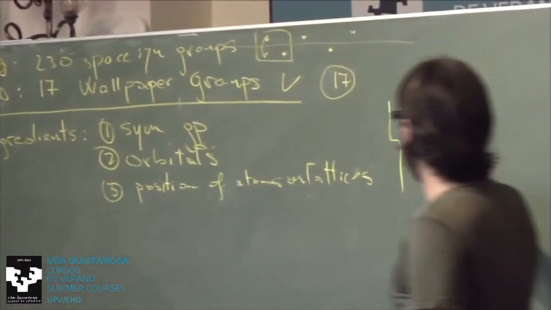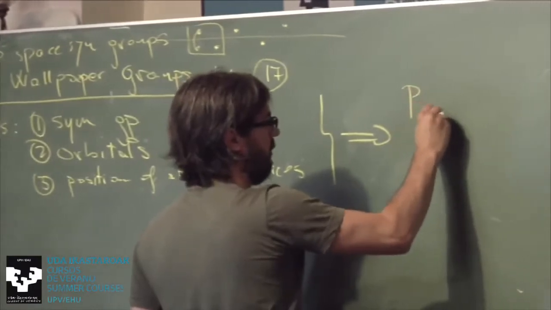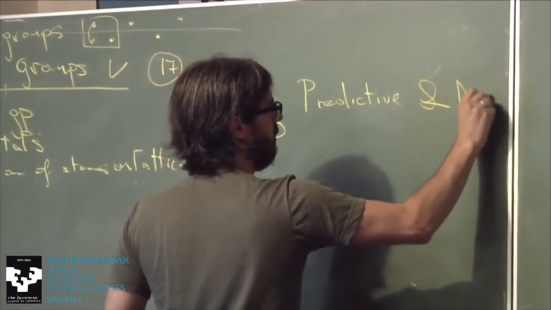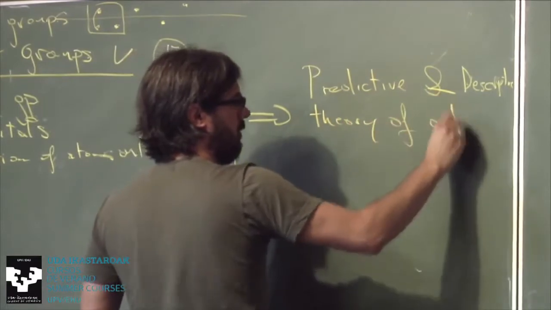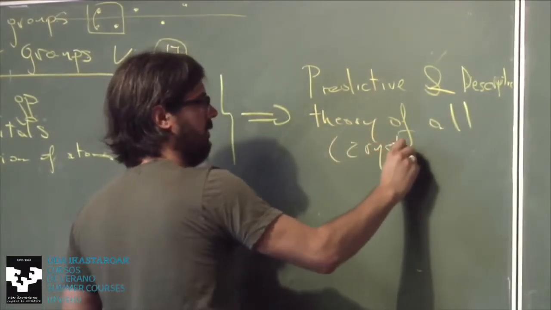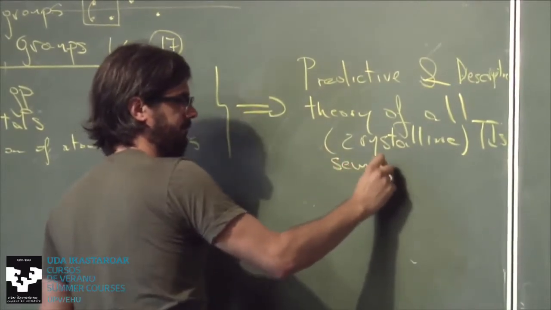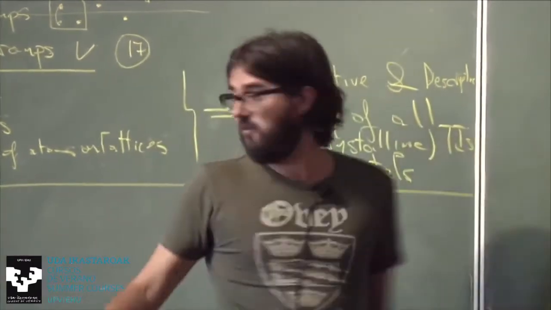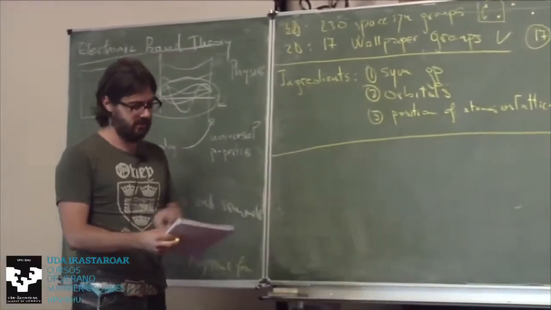So given this, we can ask, what can we get without a Hamiltonian? And the answer is, again, quite a lot. We can get predictive and descriptive power for the theory of all, I should put crystalline also, TIs and semimetals. Okay, the way we get from here to here will have 2 parts. Part number 1 is describing the symmetry groups and looking at what's important out of the symmetry group. So let's start with that.